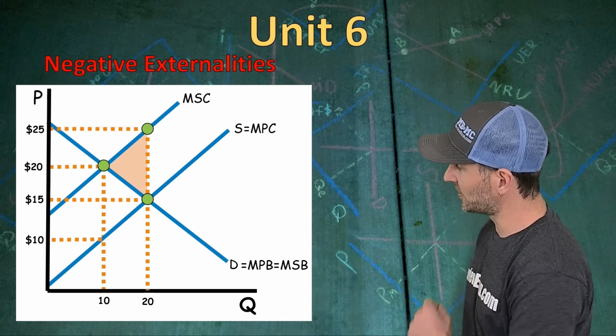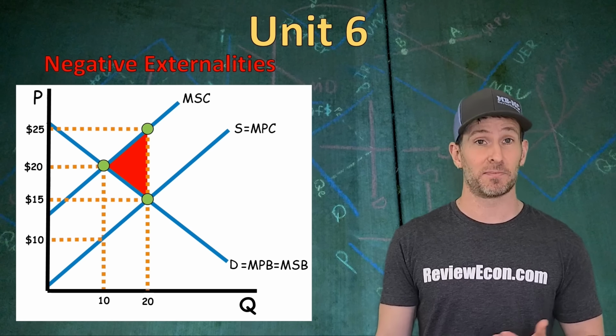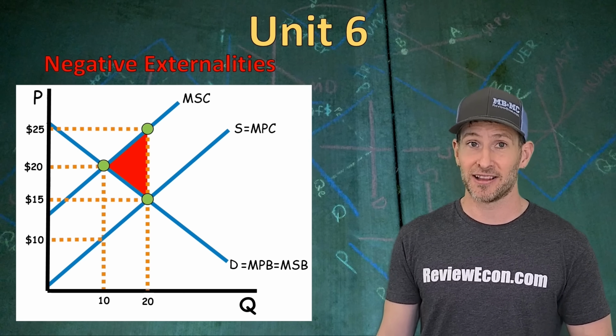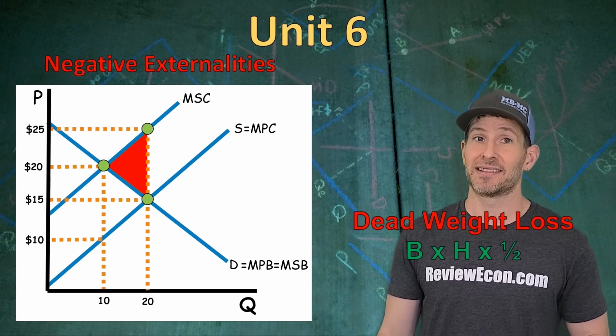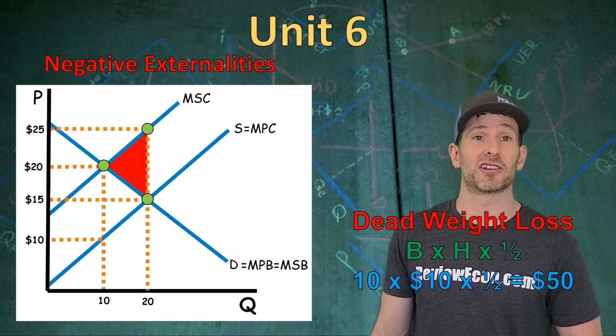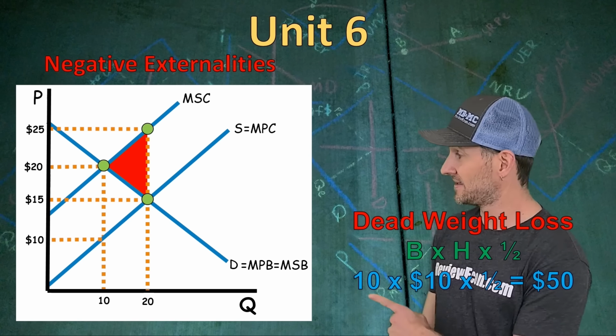It's that triangle right there. You'll notice that the deadweight loss points to the allocatively efficient quantity. Can you calculate the area of deadweight loss? That's right. To calculate the area of a triangle, it's base times height times a half, and that gives us $50 worth of deadweight loss on this negative externality.